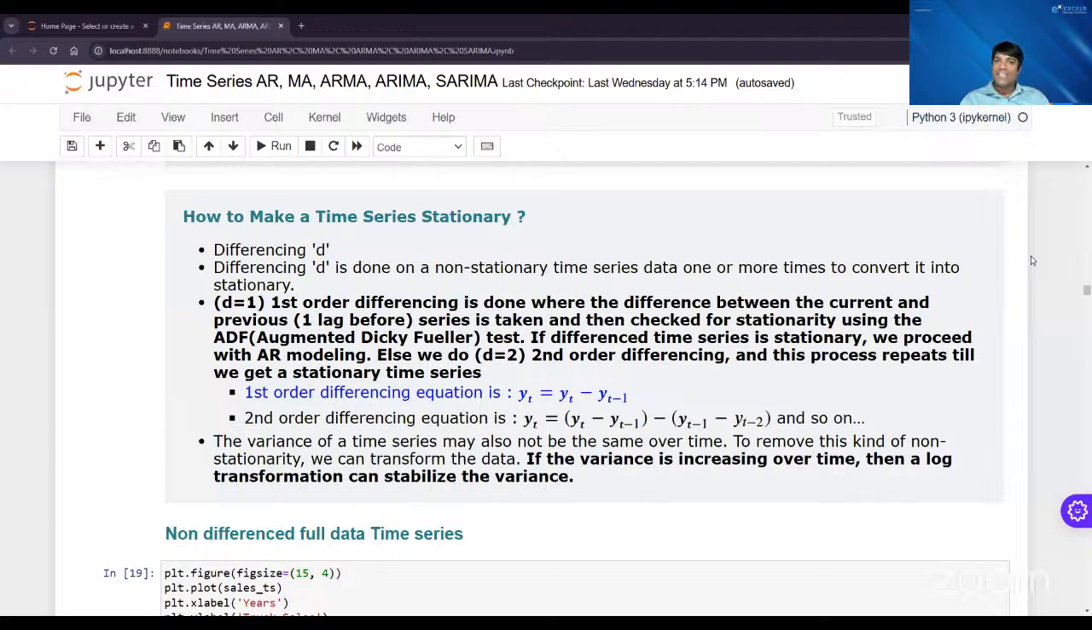So whatever relationship there is between your past and your present, that is what we capture. According to the formula we are calculating differences, but to understand the relationship between your past and your present, that dependency is what lag basically is. So lag is capturing the dependency between your past and the present.